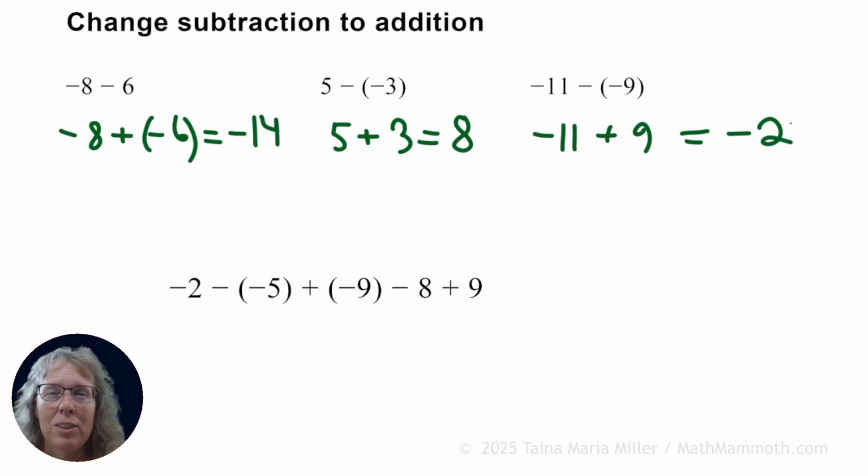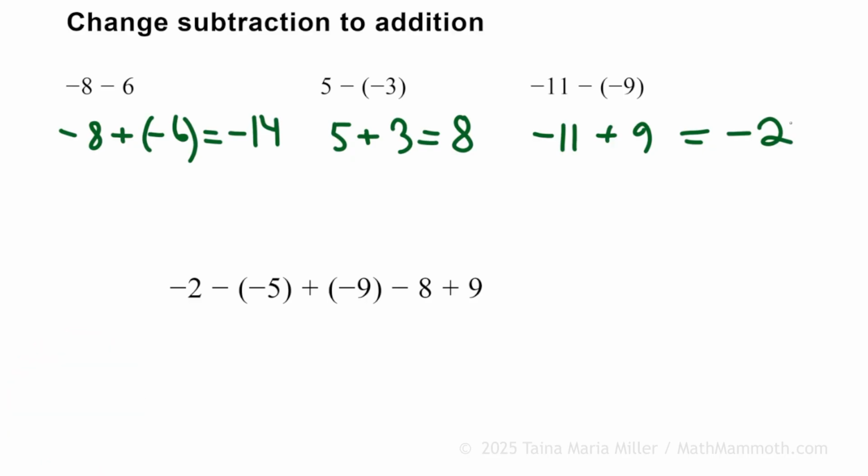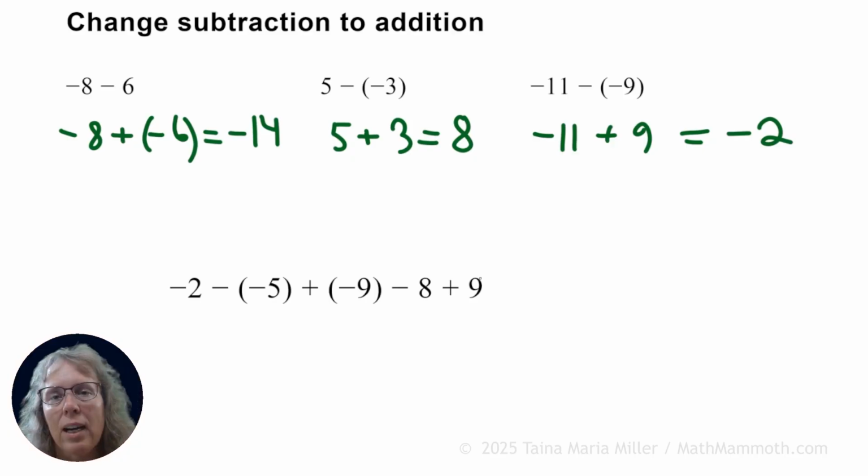Alright, let's look at now a more complicated problem where there's both additions and subtractions. There's two ways, or several ways to go about it. One is to go from left to right, step by step. The other one is to change all the subtractions into additions, and then add all the negatives, add all the positives separately, and then finally add those two sums.